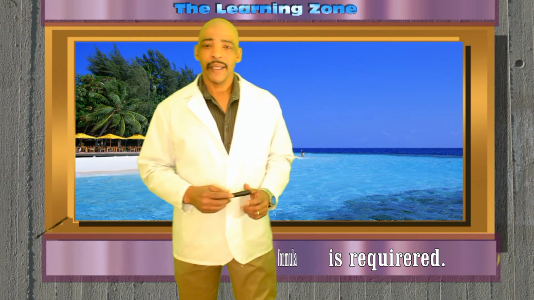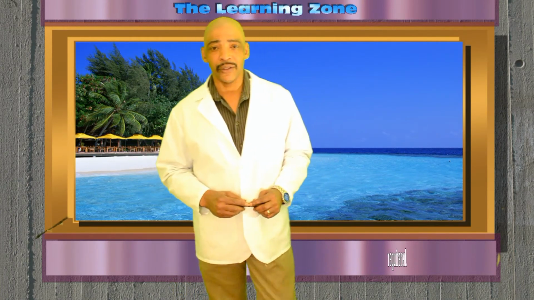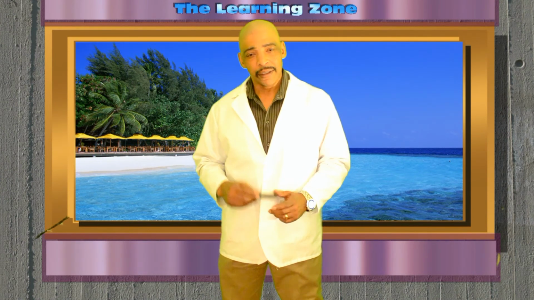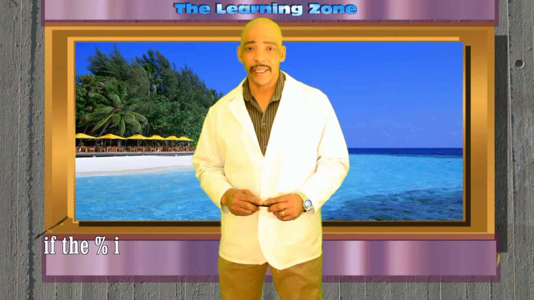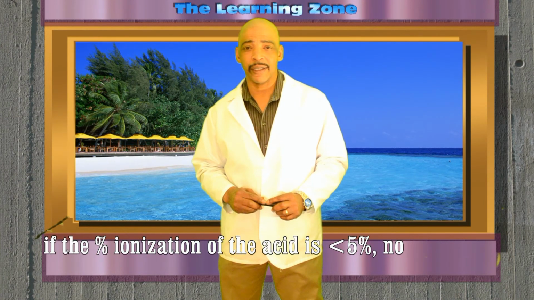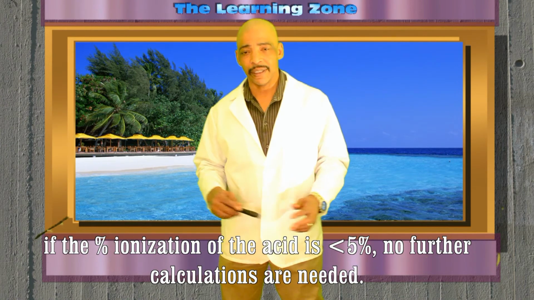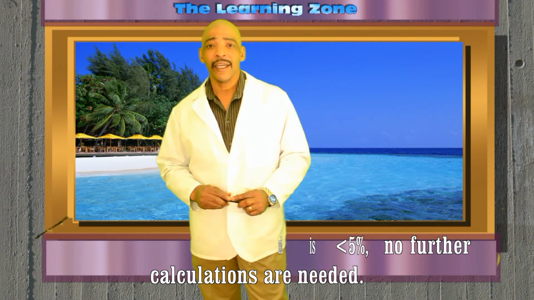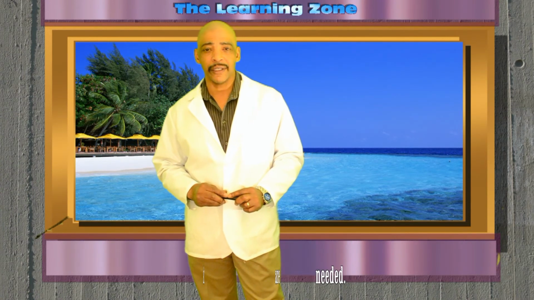But for now, this concludes my video of how to determine the pH of a weak acid. Just remember, if the percent ionization of the weak acid is less than 5%, then your task is complete. However, in this particular case, the percent ionization was 11%. Therefore, the quadratic formula must be employed.